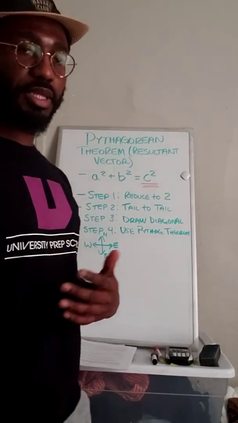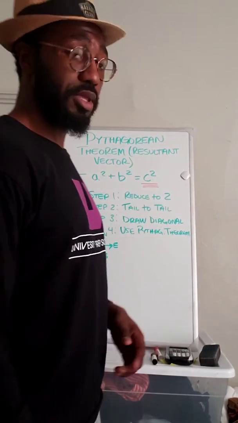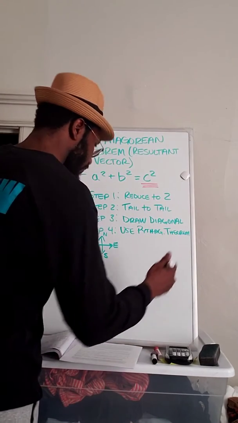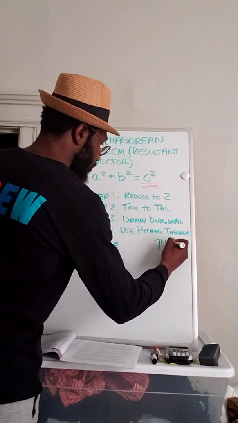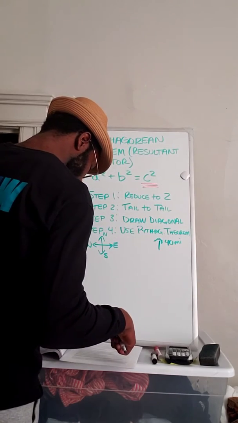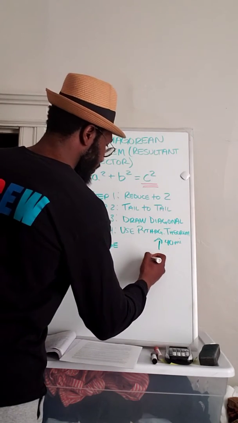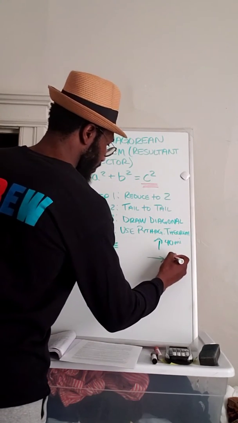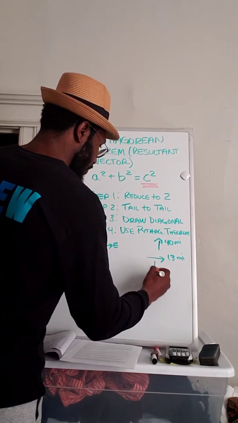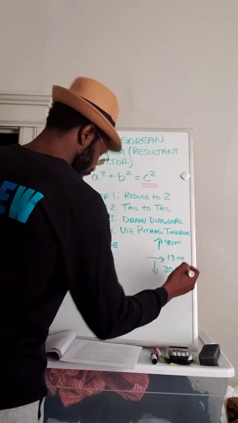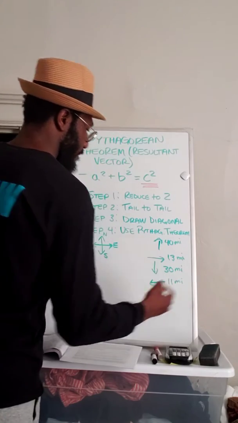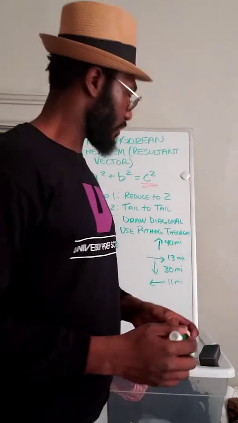So first step, let's write down all these vectors so we can reduce them to 2, all right? So it says Steve went 40 miles north. So I just drew this one north, 40 miles. It said went 13 miles east. So I know east is that way, 13 miles. Said he went 30 miles south and 11 miles west. Okay, great. So I got all of these done, all right?